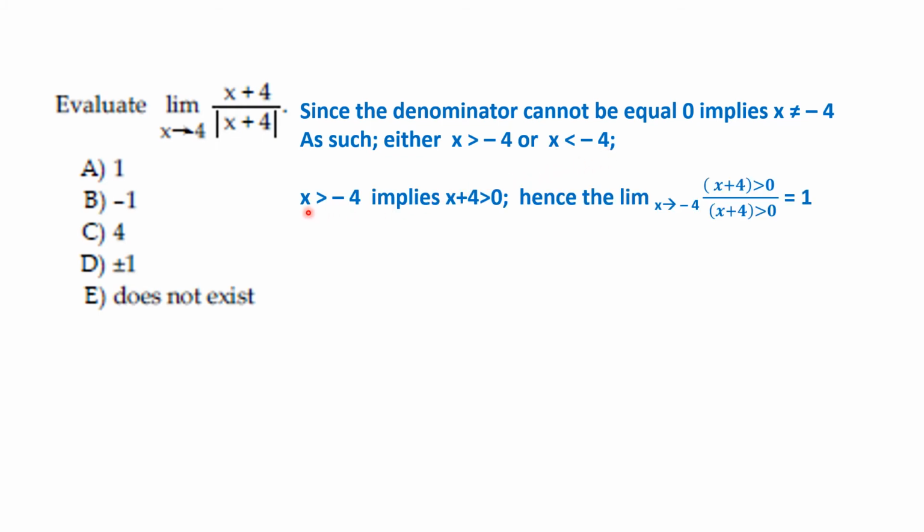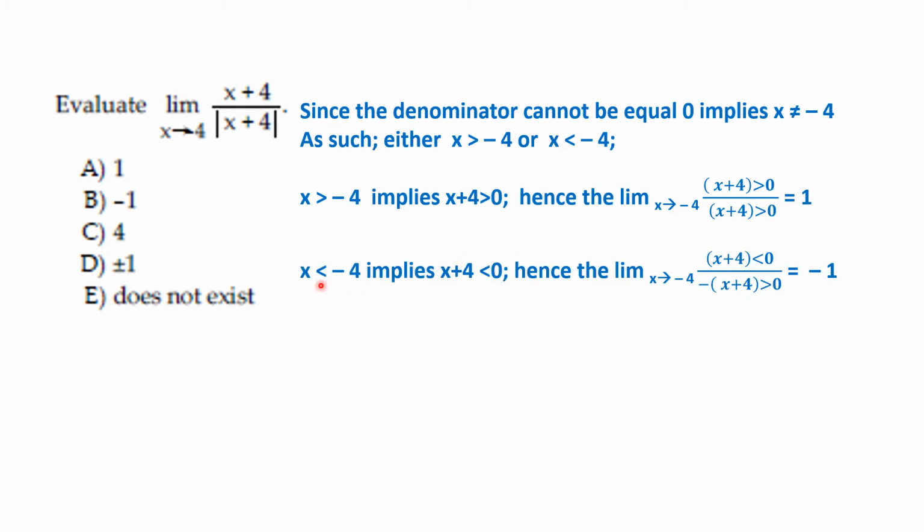As such, either x is greater than negative 4 or x is less than negative 4. For x greater than negative 4, that implies x plus 4 is greater than 0. Hence, the limit as x approaches negative 4 of x plus 4, which is positive, divided by x plus 4, which is positive. So since both of them are positive, the limit will be equal to 1. One more time. As x approaches negative 4, x plus 4 will be positive, and x plus 4 in the denominator will also be positive, and that will give us the limit equal to 1.